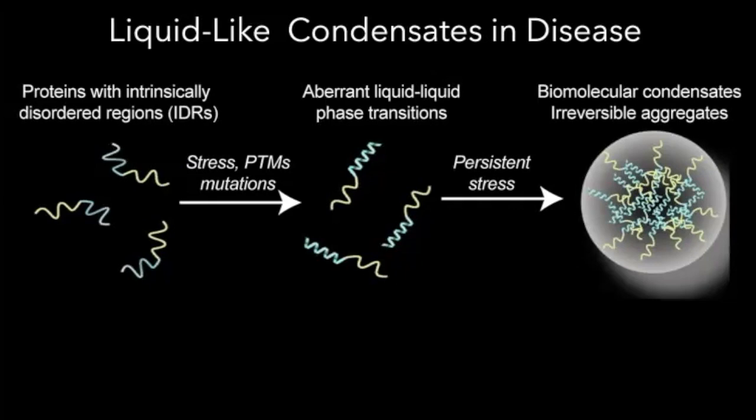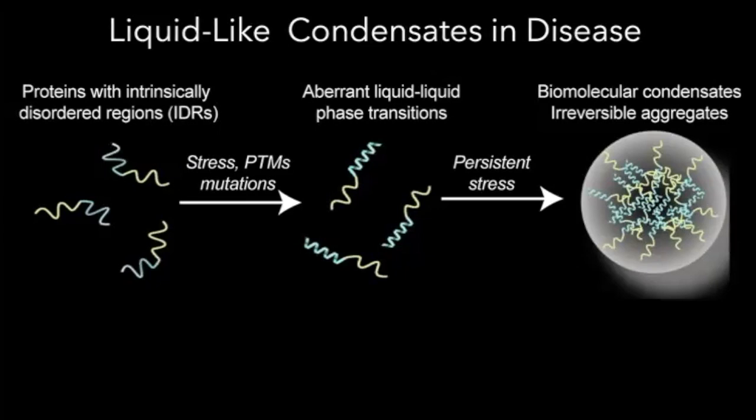Liquid-liquid phase separation is a mechanism by which proteins or liquids can be condensed into aggregates. If proteins with intrinsically disordered regions are stressed or undergo post-translational modifications, it can influence liquid-liquid phase separation, and thus persistent stress can regulate the formation of these aggregates called biomolecular condensates.